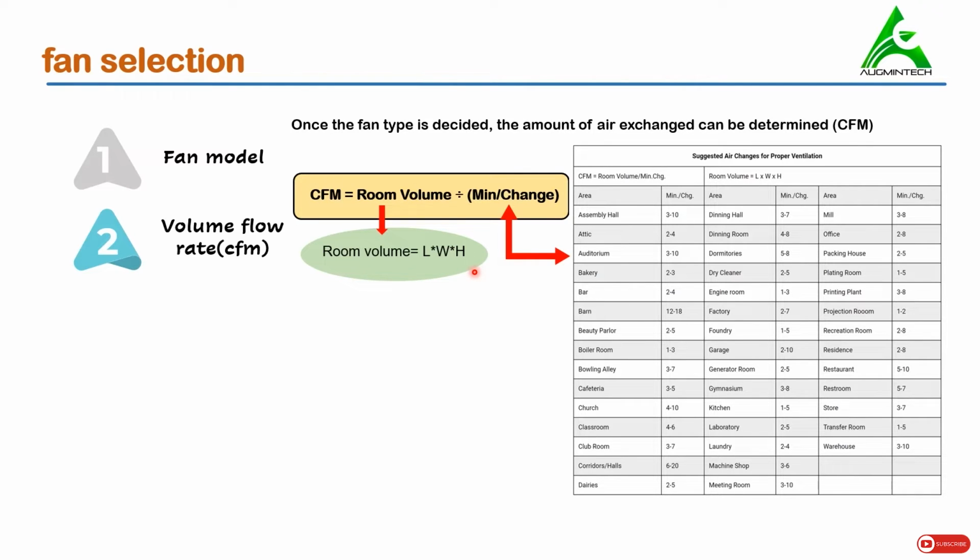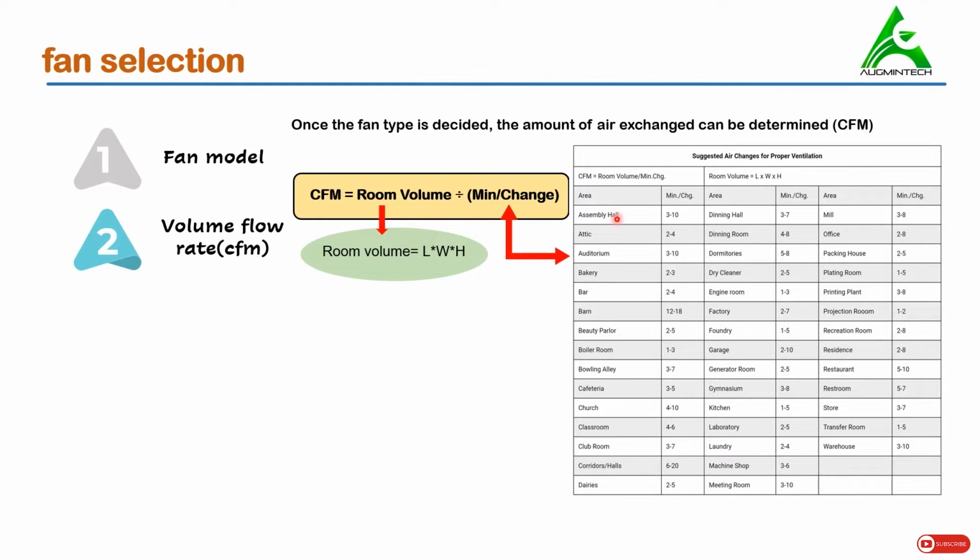Then to find the minutes per change value, we can refer to this table. Here different areas are mentioned. They can be assembly hall, attic, auditorium and so on. And same over here, they can be mills, office spaces, packing houses. Now based on these different facilities, the proper value of minutes per change can be selected.